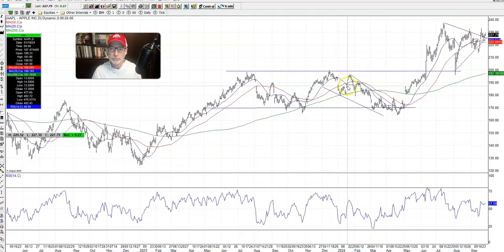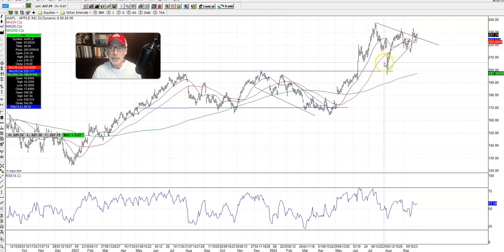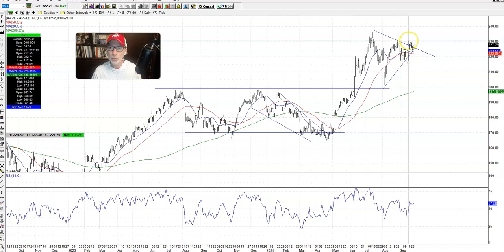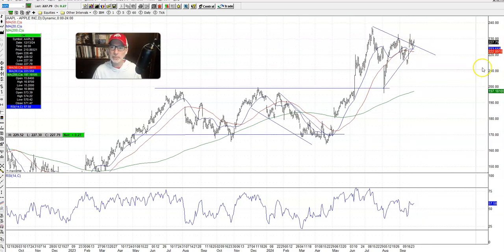Apple, here was a congestion pattern that we drew. Congestion pattern is when a stock has a wide range and then it starts to get tighter and tighter and tighter. It coils itself into this pattern, and then eventually it's going to blow out to one side, either up or down, out of the triangle here. It looks like it's trying to break out to the upside here.